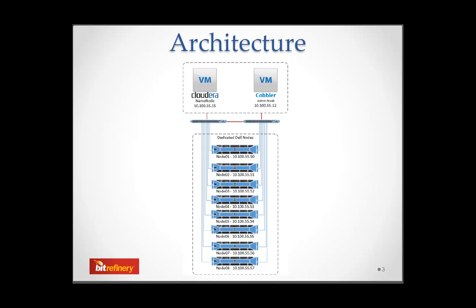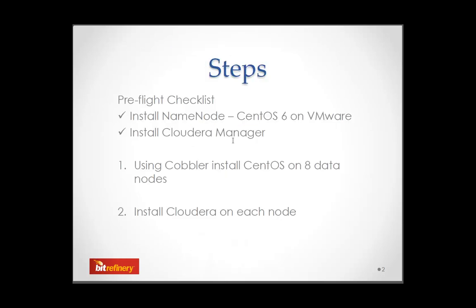As these nodes boot up, they're going to check in with Cobbler, and it's going to do a CentOS install and get these ready and prepped for Cloudera Manager to install. Down here we have 8 different nodes. Here are the IPs that we're going to use for them. They're simply named node 1 through 8, and these are dedicated servers spread out over a couple of different racks. The VMs up here are in our VMware environment. So we're going to get started with step 1. We're going to do a quick overview of Cobbler and do the install on the 8 data nodes.